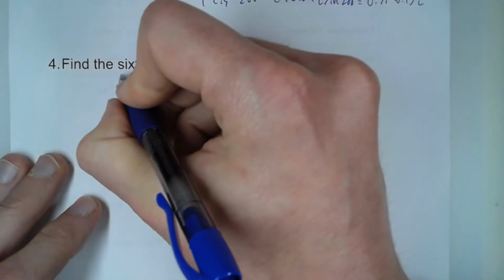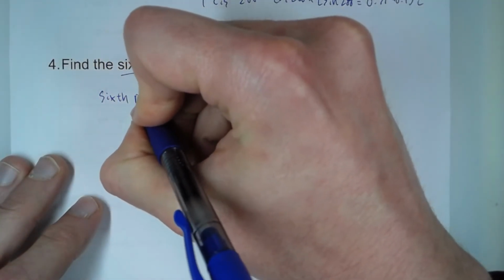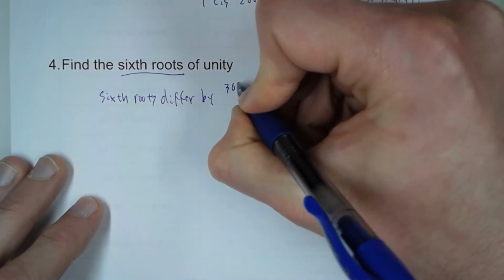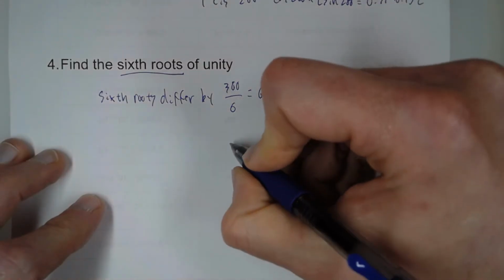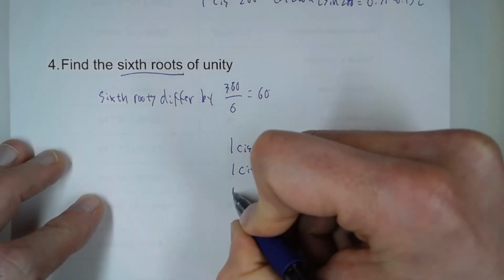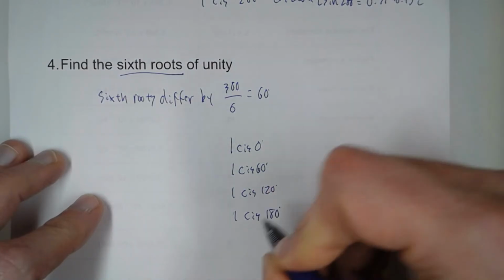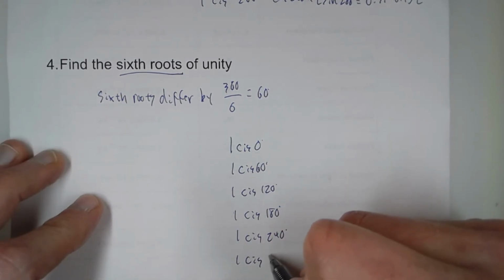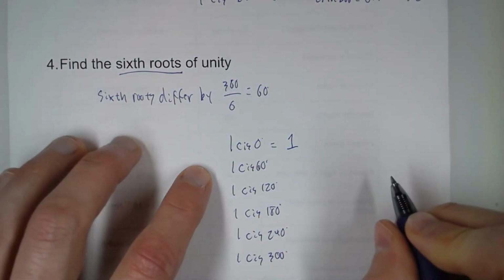And so for the last one, here we have 6 roots. So sixth roots differ by 360 over 6. So we get 60 degrees. So we start with 1 CIS 0. So 1 CIS 60, 1 CIS 120, 1 CIS 180, 1 CIS 240, 1 CIS 300.